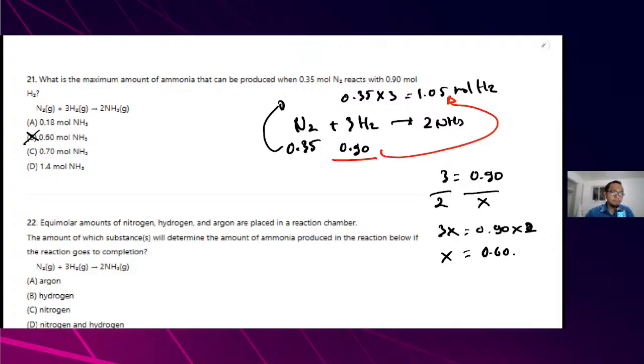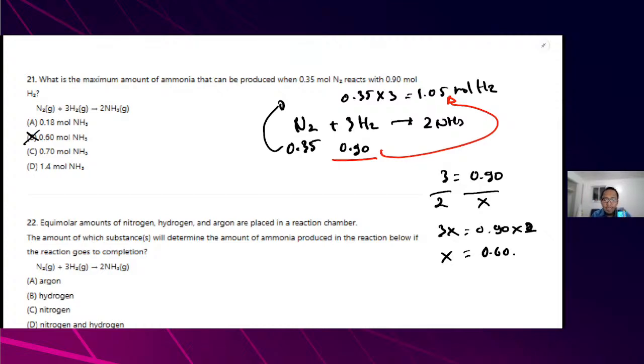Just a quick tip, guys. When given two reactants like N2 and H2, always check first which one runs out first using mole ratios. That's your limiting reactant. That's very useful information. As long as we choose the correct limiting reactant, the rest of the process will be easier for us.